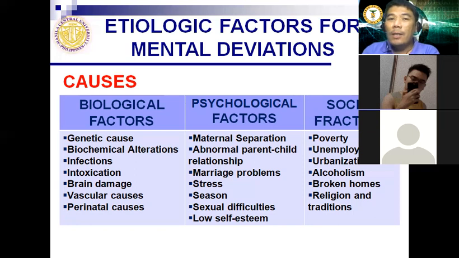Now we can consider psychological factors. When we're considering psychological factors, these are the following: maternal separation, and abnormal parent-child relationship. What do you mean by abnormal parent-child relationship? If there are no open communications and it causes gaps in the parent and child relationship, these are psychological factors. Marriage problems, stress, season. Why is season there as a psychological factor?